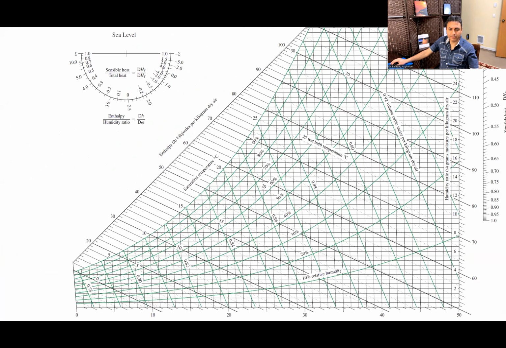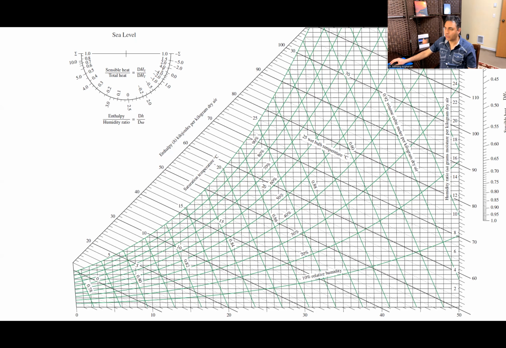So if you take a look at this line here, this line is phi equals 100%, which means the saturated air, the water content of the air is maximum. You can't put more water than this into the air, right? These green curves that you see on the screen are phi, the relative humidity. You have relative humidity of 10%, 20%, 30%, whatever, up to 100%. This line is 100%. Okay, cool. I found the relative humidity lines.